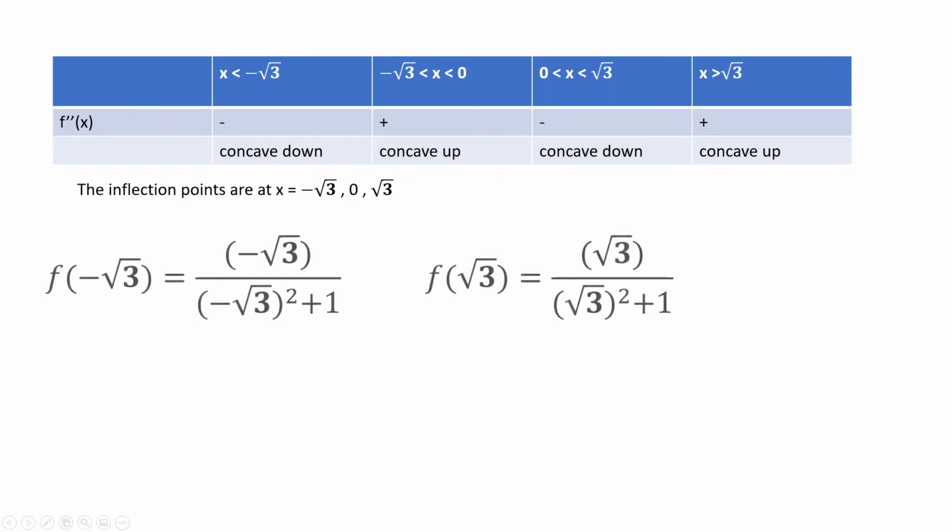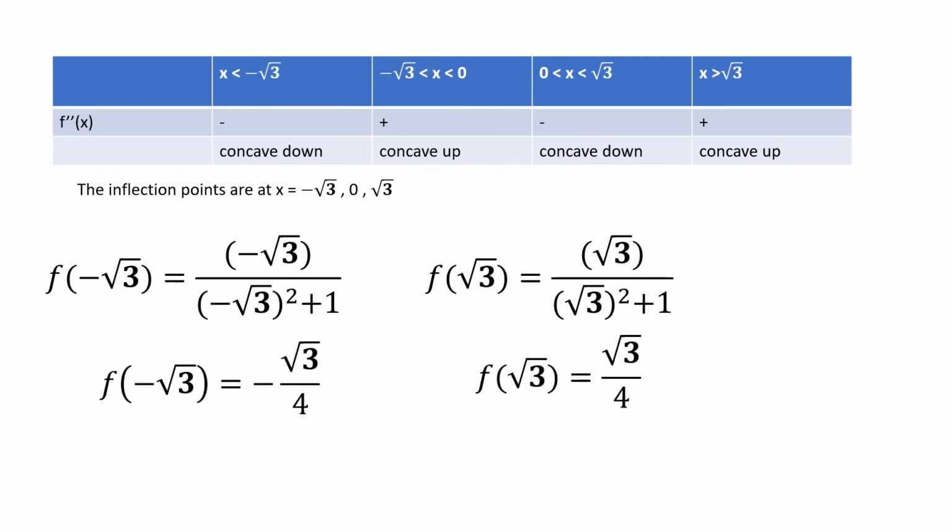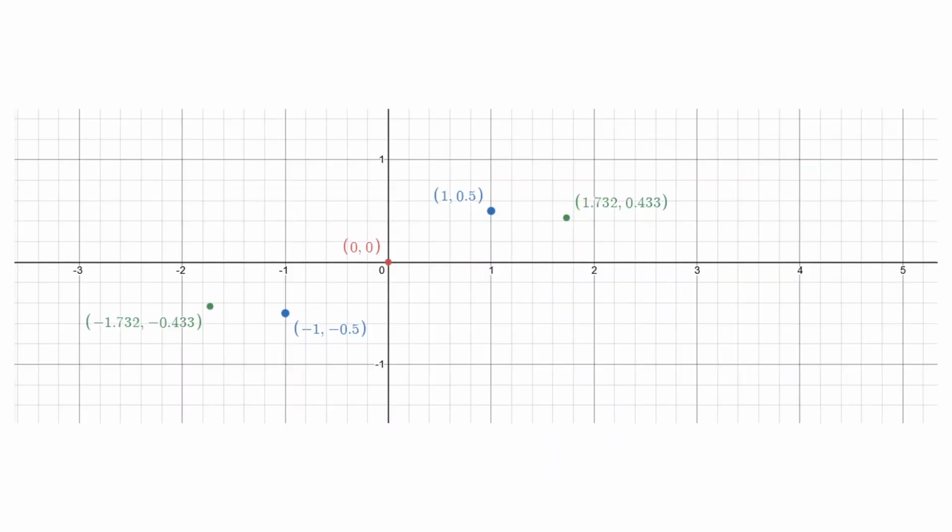Continuing, we can substitute this into the function. So by substituting negative square root 3 and square root 3 into the function, we get the point square root 3 and square root 3 over 4 for the y value, negative square root 3 and negative square root 3 over 4 as the y value for the second point, and then (0, 0) as our last inflection point. So using all this information, we can finally sketch the curve. So we can plot the last two inflection points, plus keeping in mind that (0, 0) is an inflection point, to finally sketch out the graph.